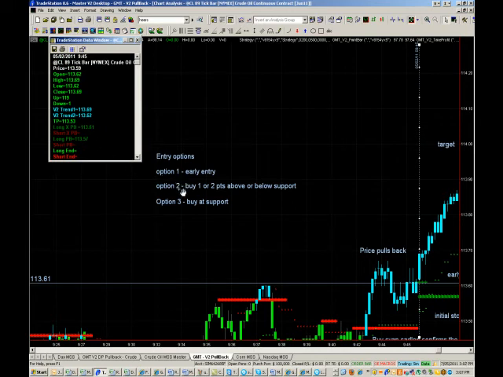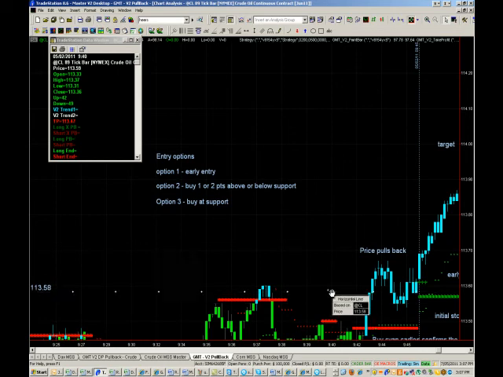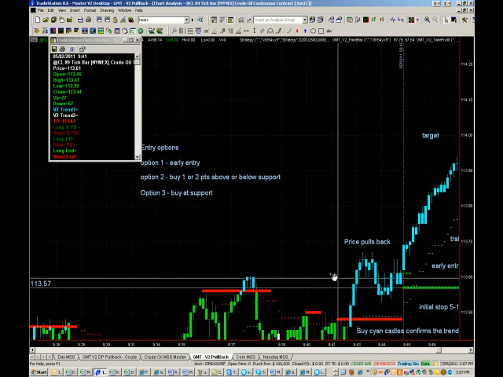That's the early entry. Option 2 is buy 1 or 2 points above or below support. So we can either work the entry below support or above. And you can see that neither of those two trade options would have got hit. And then option 3 is buying at support. So again, nothing hit there. So they're our entry options.